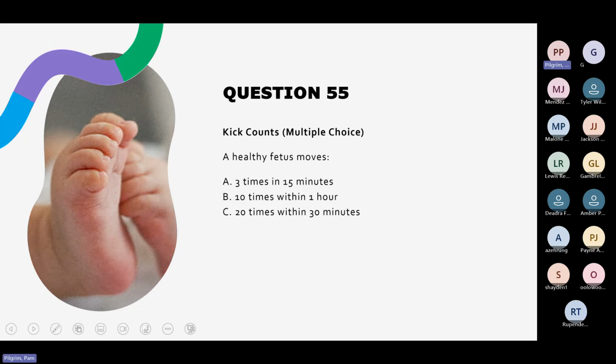All right, so back off of math questions, we're going back to regular questions. So this is question 55. Kick counts. A healthy fetus moves how often? Correct answer is B, 10 times in an hour.